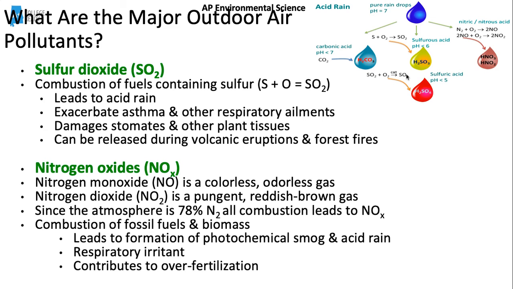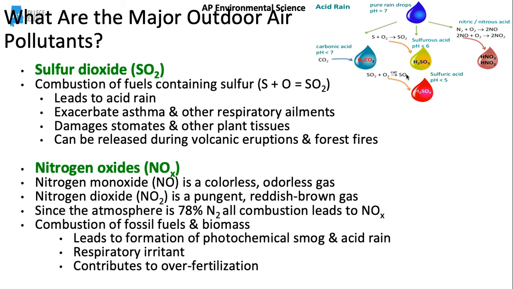you got sulfur dioxide, SO2. This is going to come from the combustion or the burning of fuels that contain sulfur. This does lead to acid rain. It exacerbates, which just means it makes it worse, asthma and other respiratory ailments. It does damage stomates and other plant tissue. It can also be naturally released during volcanic eruptions and forest fires.